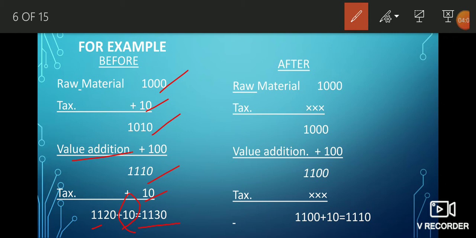Then let's come to after the introduction of GST. What happened is that I purchased 1000 raw material. Then we do not have to pay any tax here. I add 100 as value addition. Then the product becomes 1100 as we add 100. At the last stage we have to pay a single tax, which is known as GST.